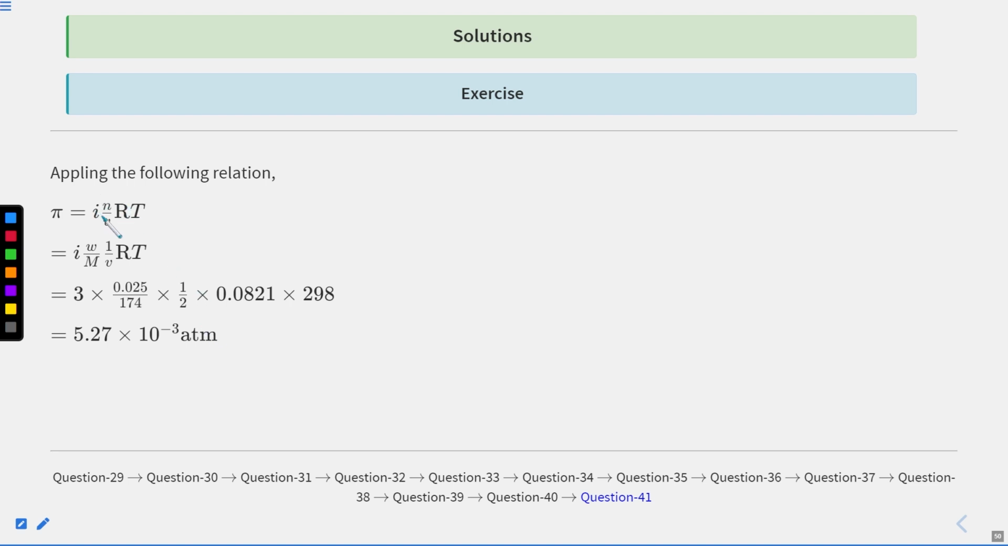At last we put all of this together: given mass by molar mass, 1 by V, 0.0821 and 298. That gives us 5.27 into 10 to the power minus 3. So this is your final osmotic pressure. Clear? With this we have completed all of the exercises of solutions. Next we will cover the next chapter in the next class. Thank you.